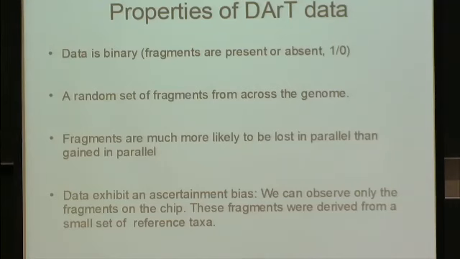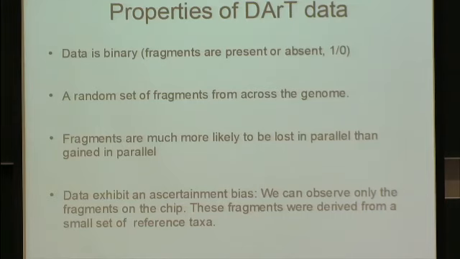So let's boil down what properties this sort of data has. It's pretty much binary if we ignore the question marks for now. So you've just got zeros and ones, presence or absence. It's randomly scattered across the genome.